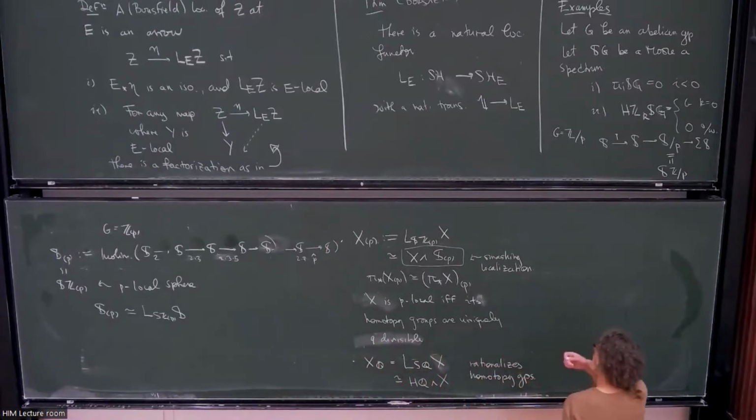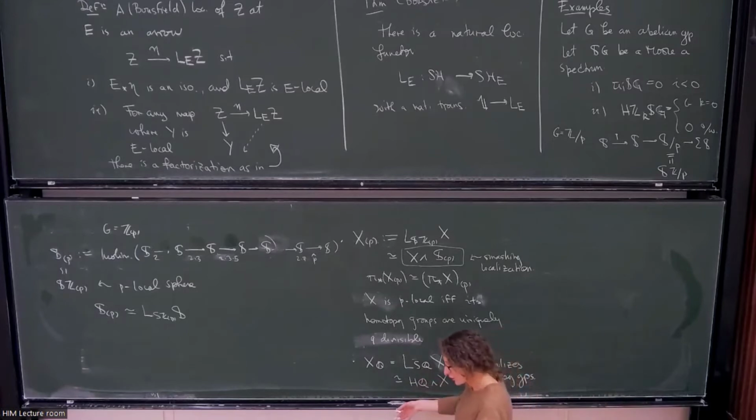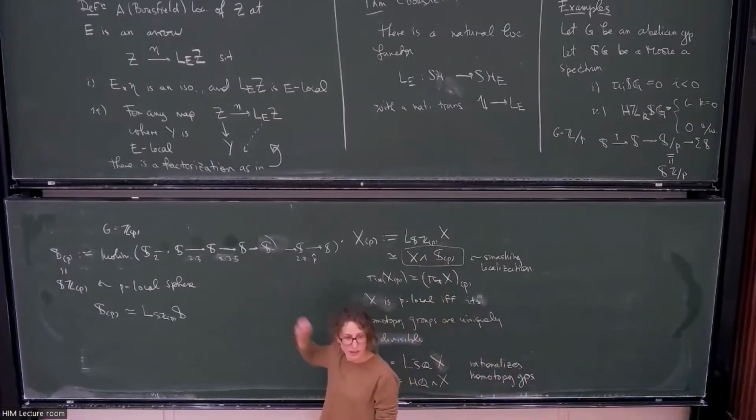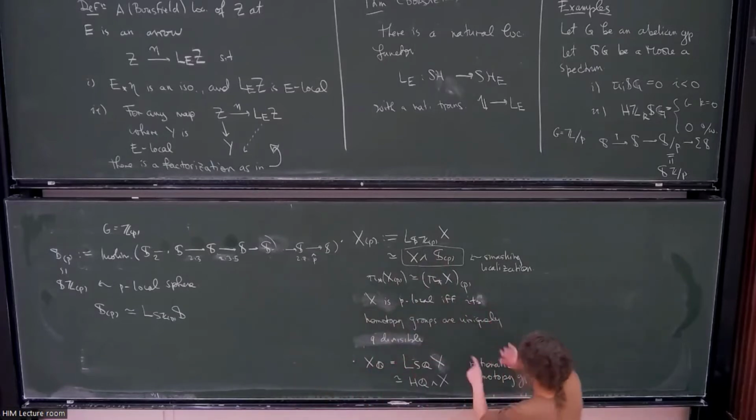In general, if you want to localize at a set of primes, which is always confusing, it means you want to invert all the primes that are not in that set. You can do this trick: you just omit the primes that you don't want to invert, and then you have a similar statement like this.